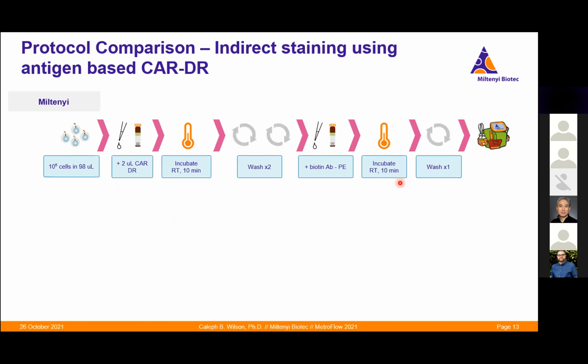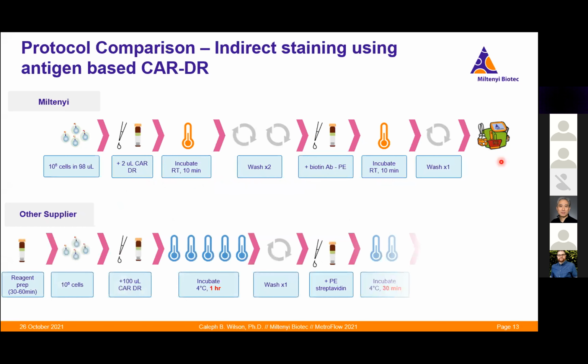So let's talk about comparisons using the staining process. This is what the Miltenyi process looks like. We're going to incubate 1 million cells in 98 microliters, add 2 microliters of our CAR detection reagent, incubate for 10 minutes, wash twice, add our anti-biotin secondary, incubate for 10 minutes, wash, and analyze on our mass cytometry.